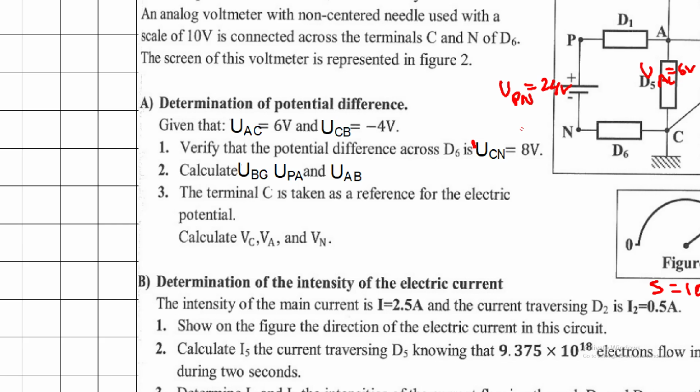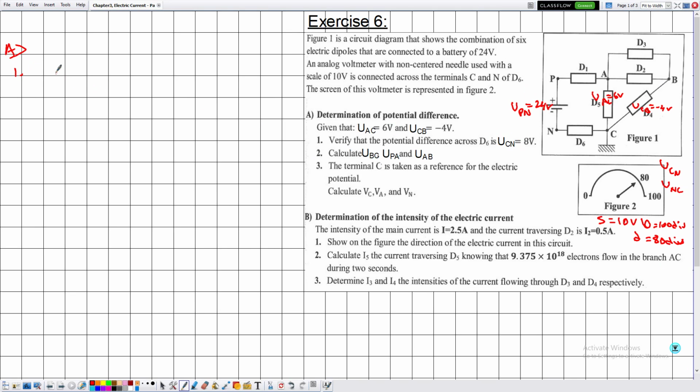Moreover, they are telling me it's measuring UCN, and it's given by UCN is equal to S multiplied by d divided by capital D, which is given by 10 multiplied by 80 divided by 100, which is equal to 8 volts. So in this case, UCN is equal to 8 volts, and the trick in solving such type of exercises is to write the applied voltage on the electric circuit itself. Then UCN is equal to 8 volts.